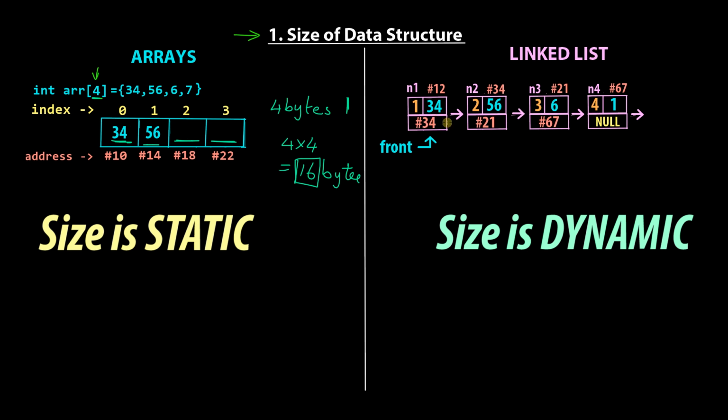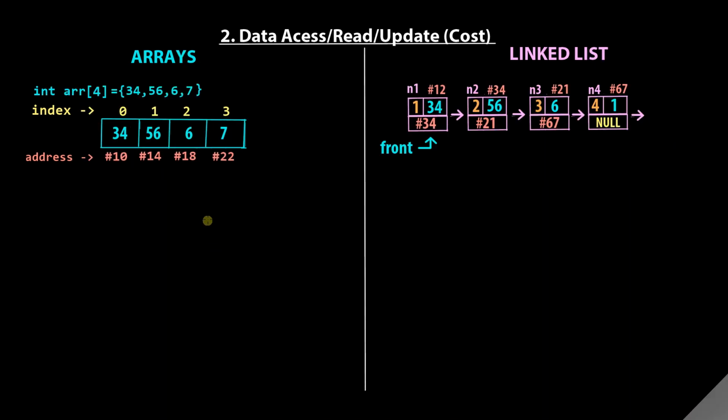Let's see the next criteria of comparison. Okay, so the next criteria of comparison is data access, read and update.